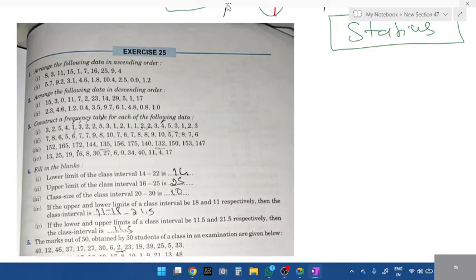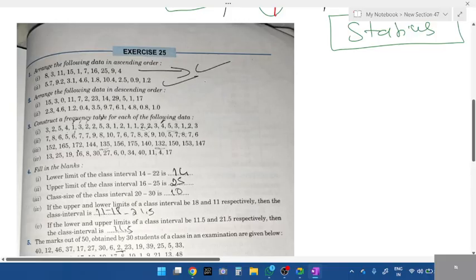Okay. Now first question. Look how easy it is to solve. Arrange in ascending order. Will you all try this question? Do it on your own. Arrange in descending. Will you all do it on your own? Okay. Next. What is the third question?